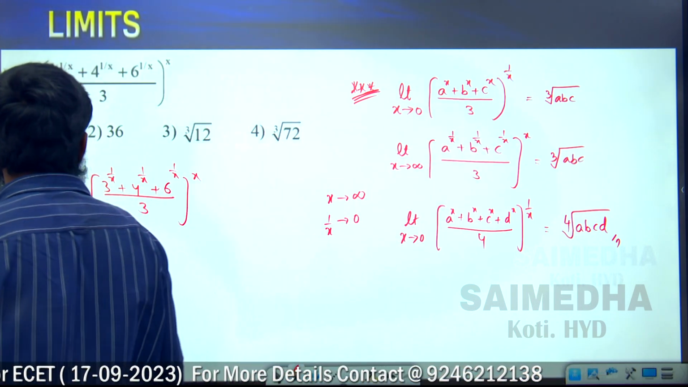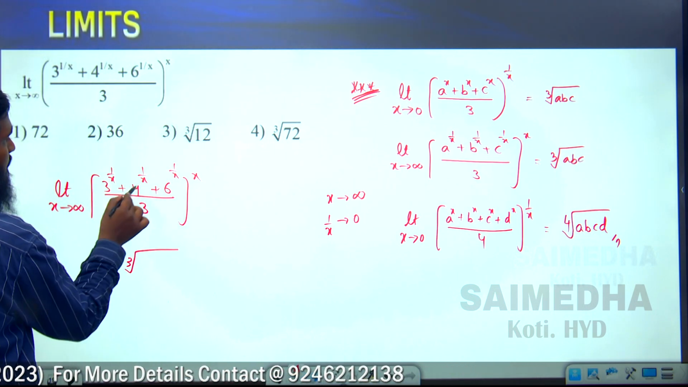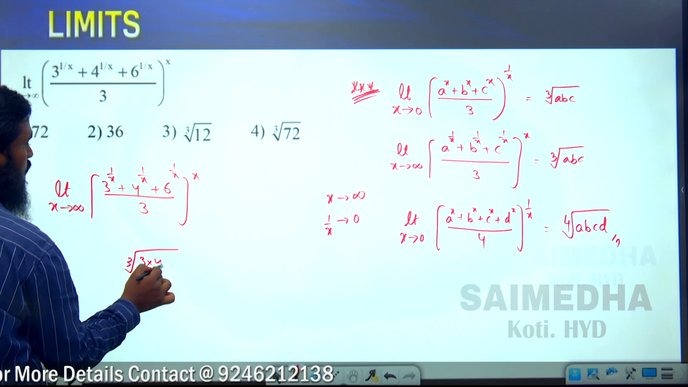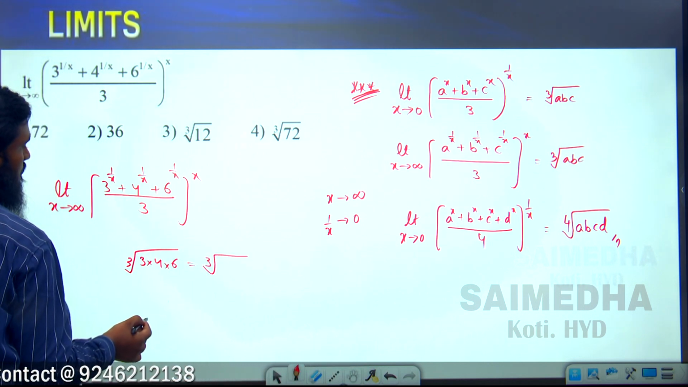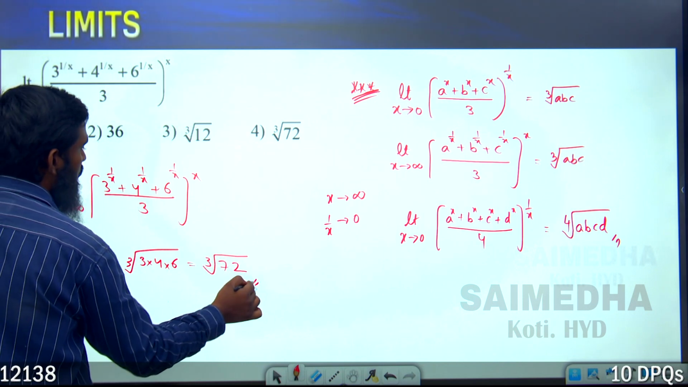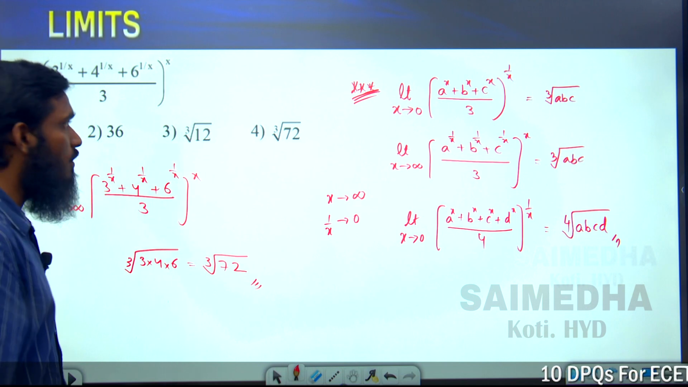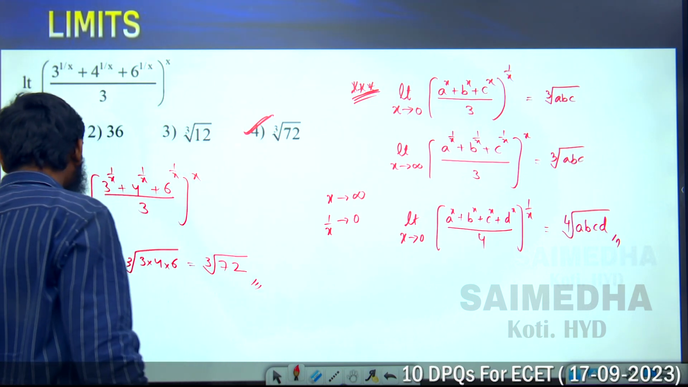Okay, so let us use this. We have 3 terms, so a cube root. Cube root of abc means 3 into 4 into 6, which equals cube root of, 3 4s are 12, 12 6s are 72. So we get the answer as cube root of 72. Cube root of 72 means option 4 is correct.